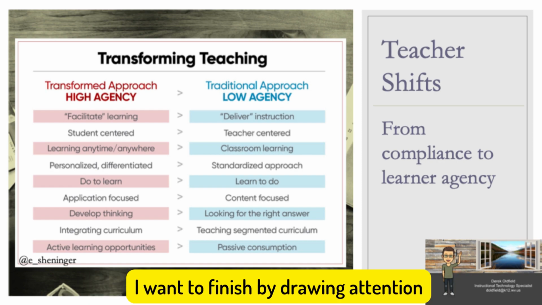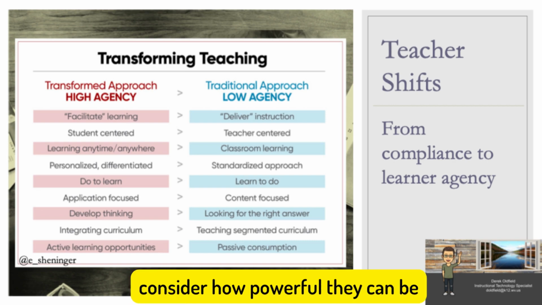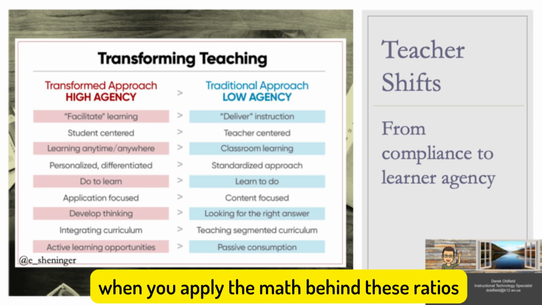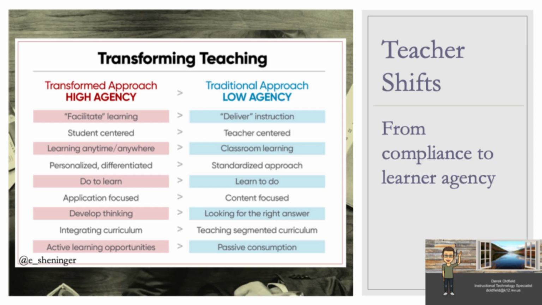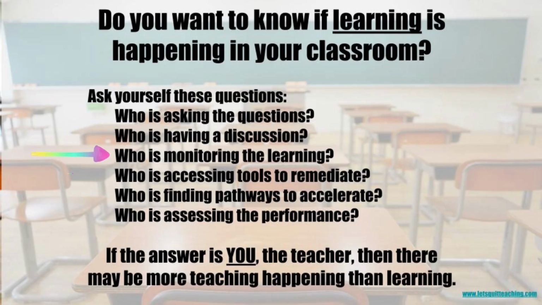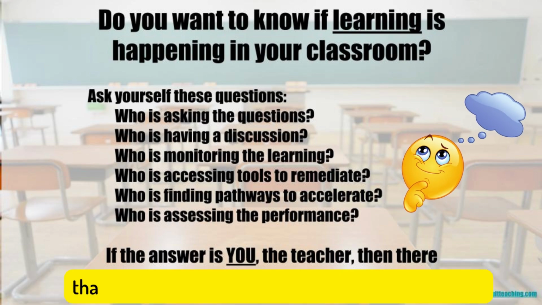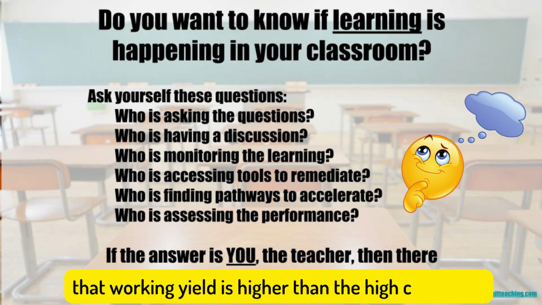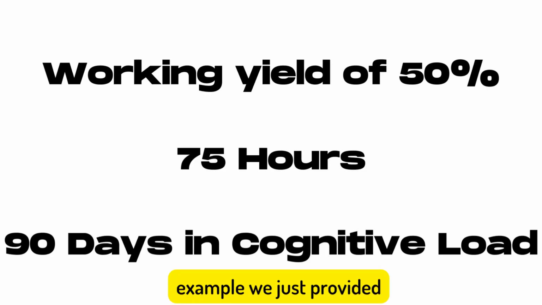I want to finish by drawing attention to high agency instructional models like Modern Classroom. Consider how powerful they can be when you apply the math behind these ratios. So even if a student in a high agency classroom wastes 50% of their time, they're still 100% engaged in deep thinking 50% of the time. That working yield is higher than the high classroom example we just provided.